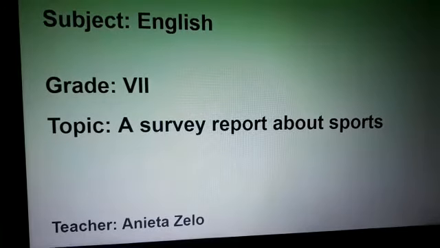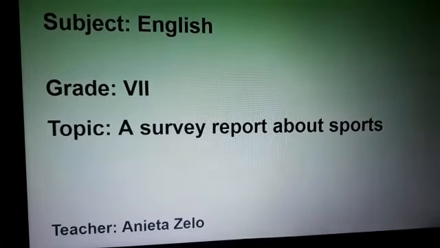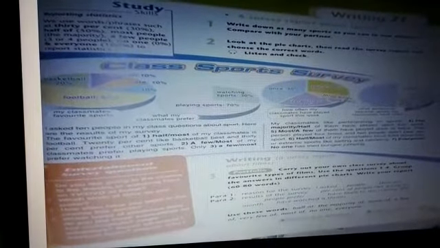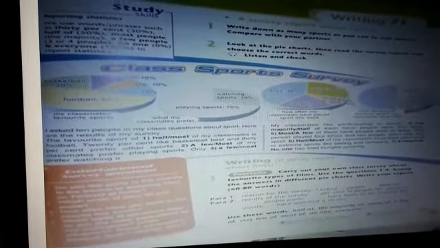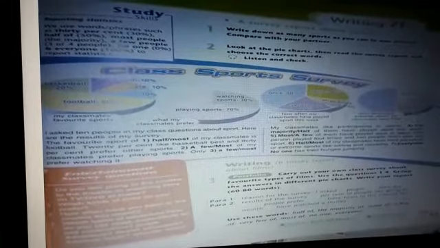Hello, our first topic is a survey report about sports. So here we have a class sports survey, but first let's study the skills box.